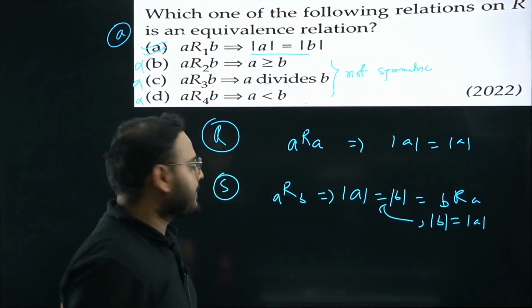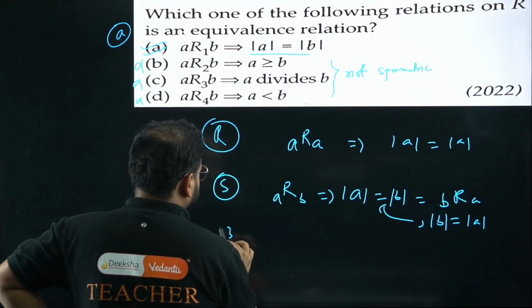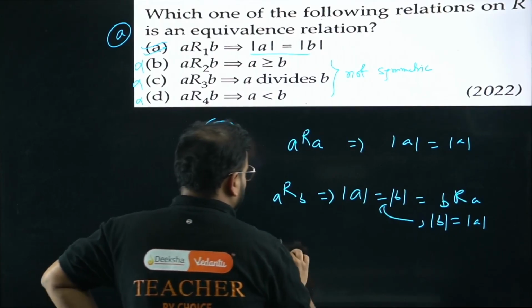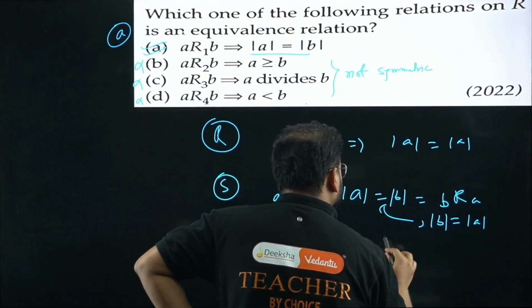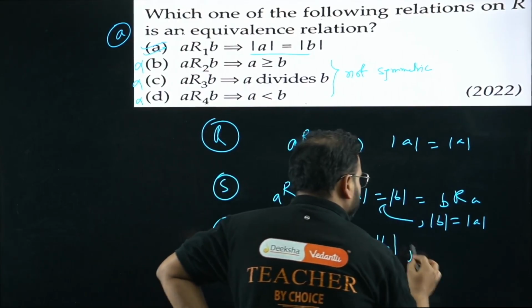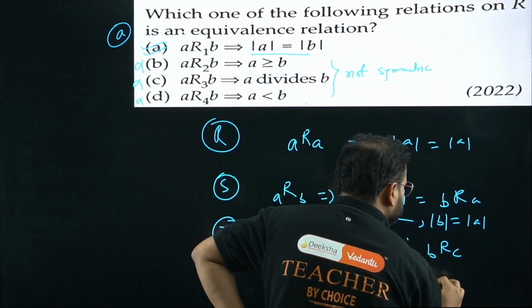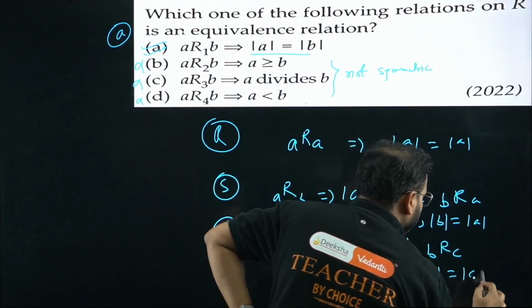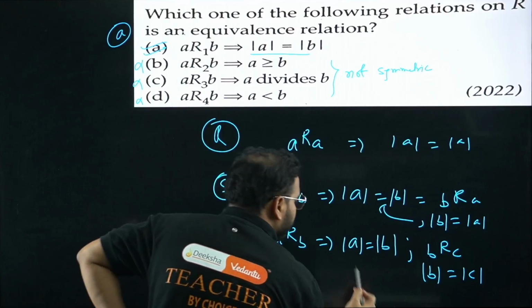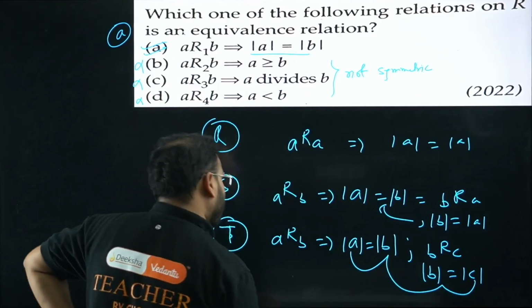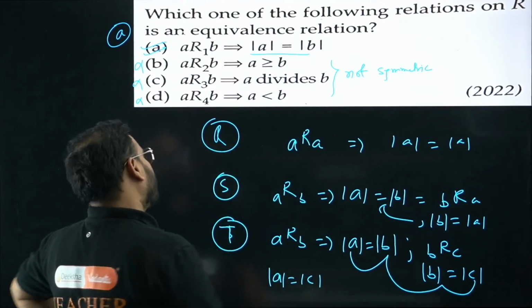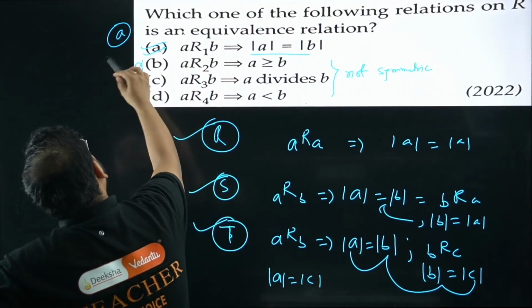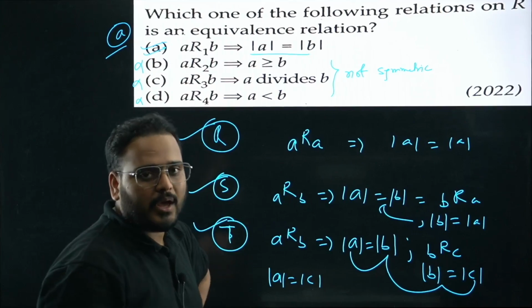Both are the same thing. This is correct. Now, if I take the transitive form, I have ARB. It means mod of A equals mod of B. If I take BRC, it means mod of B equals mod of C. From here, you can directly see that A equals B, B equals C. It means A equals C. So ARC is also true. So all three are possible. Answer is option A.